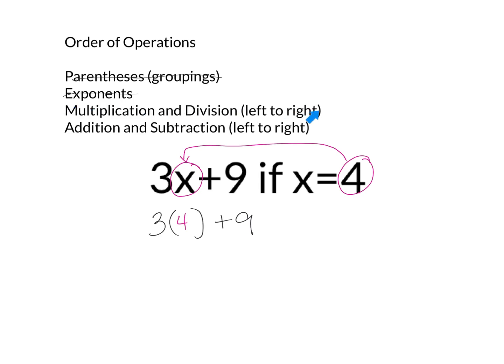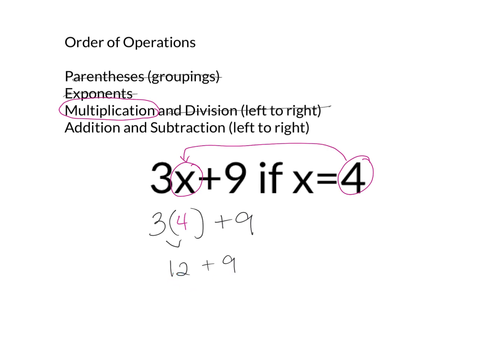Next, I'm going to do multiplication and division from left to right. So I have 3 times 4 and then plus 9. So I need to do that multiplication first. So I'm going to circle that multiplication. We know that's what it is for this one, no division. And then I'm going to do the multiplication. So 3 times 4 is 12. I'm going to drop down that plus 9. Anytime you don't use something, whether it's an expression or an equation, you're going to drop it down.